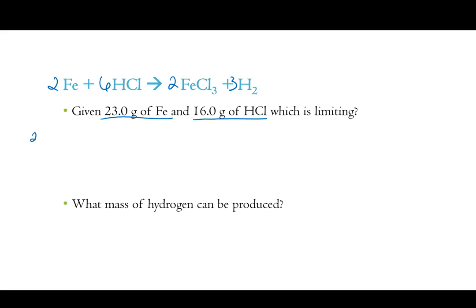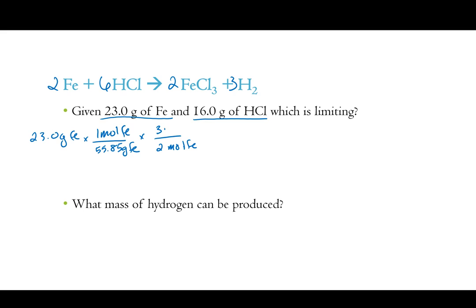I'm going to start with the 23 grams of iron. You can either take both these reactants and convert them to the same product and see which one makes less product, like the pizza example, or you can take one reactant, the iron, find out how much HCl it needs to react with it, and see if you have enough HCl. I'm going to do it the first way because I think conceptually, if you're struggling, sometimes it's a little bit easier to understand.